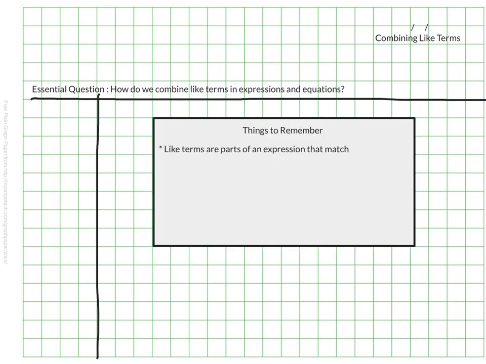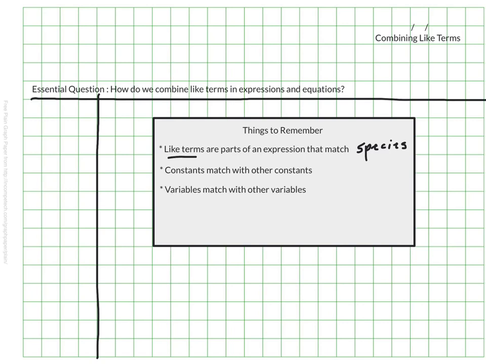The first thing we want to make sure we remember going forward is that like terms, this concept of like terms, are parts of an expression that match. So if you think about it in terms of vocabulary in science, it's like they're part of the same species. So dogs match with dogs, monkeys match with monkeys, snakes match with snakes, etc. So that means constants, the numbers without a variable, can match with other constants.